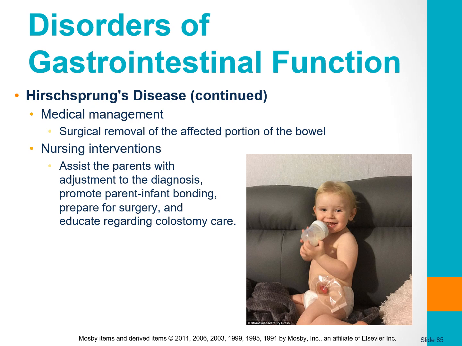So nursing interventions are going to assist the parents with the adjustment to this type of diagnosis and essentially a colostomy, promote parent bonding and infant bonding, preparing them for surgery, and then educating them regarding colostomy care. So this is an animal in itself. Colostomy care is difficult with adults, and now add it to a little toddler who's running around and who probably is not going to really comply with wanting to keep it on. This can be difficult for parents that care for this.